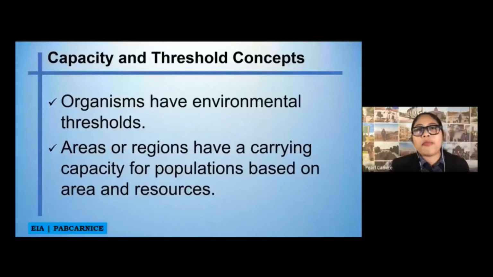So that's what we meant by capacity and threshold concepts, in which areas or regions have a carrying capacity for populations based on areas and resources. So that's what is meant by capacity and threshold concepts.